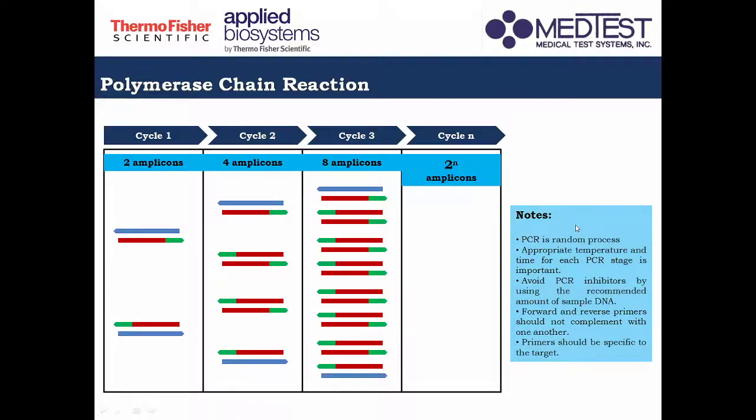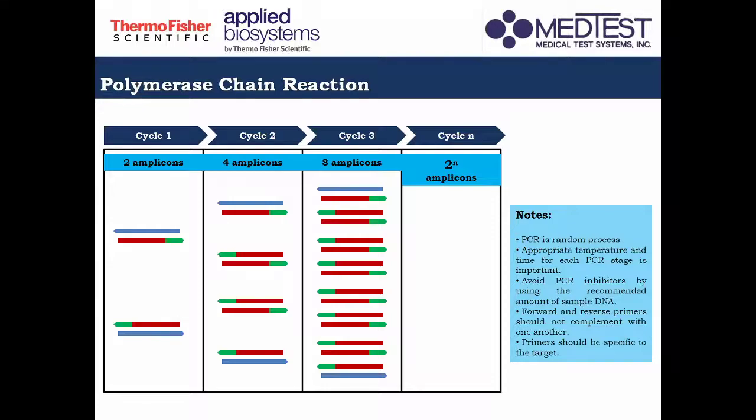So I have here some notes, no, that the PCR is a very random process. Even though we have a target sequence or a target portion of your DNA, this is very random. So it's not always that the copies are doubled every cycle. So appropriate temperature and time for each PCR stage is very important.